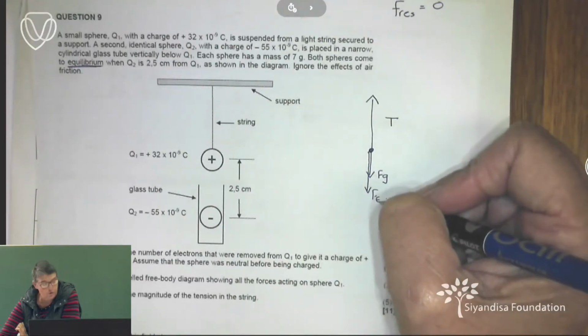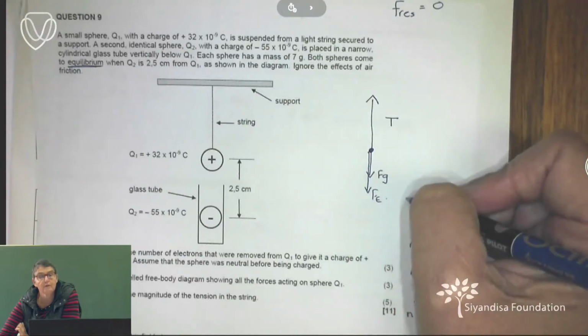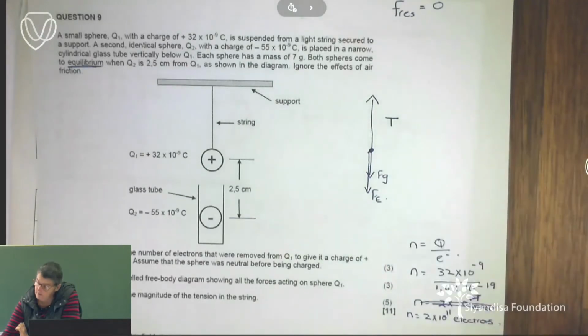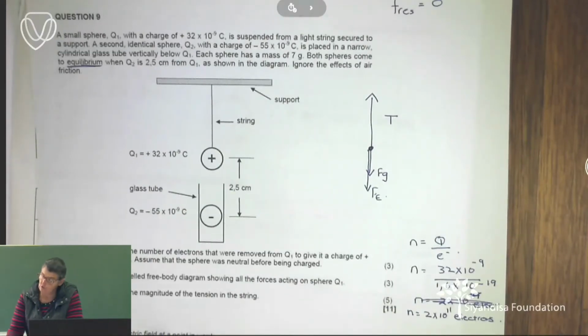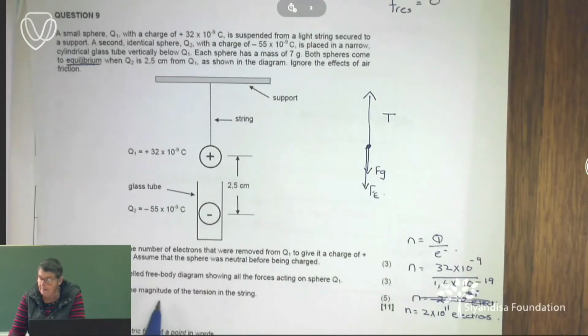And yeah, you could have just used force or your electrostatic force. Okay, so that is another 3 easy marks. Right, let's look at my next question. Calculate the magnitude of the tension in the string. Okay, now this is quite a tough little question.